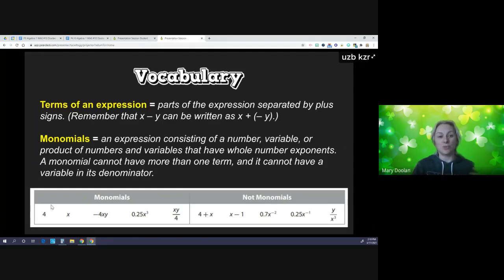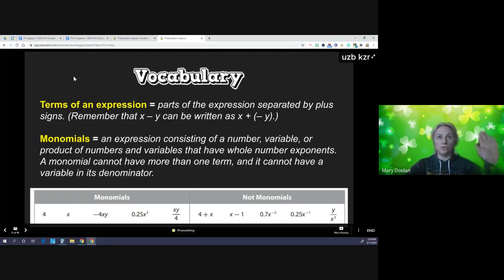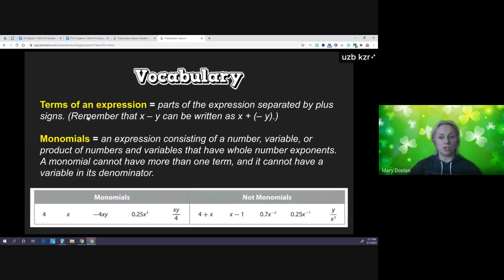And that just leads us into what we're going to be working with in this unit, okay? And so some new vocabulary. Actually, this is not new. Terms, you've seen this before. I just talked about it earlier. So terms of an expression are parts of the expression separated by plus signs. Remember that x minus y can be written as x plus negative y. So another way to think of terms is, what are the pieces that are added together in an expression?